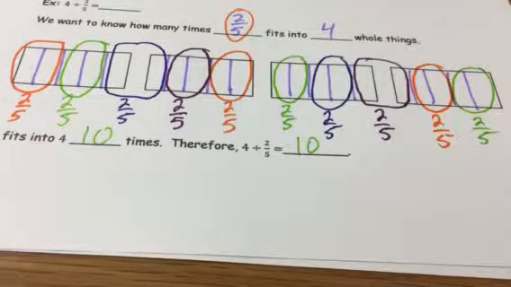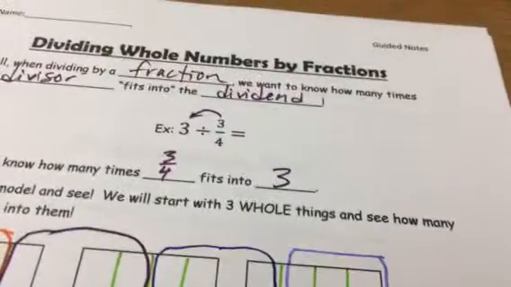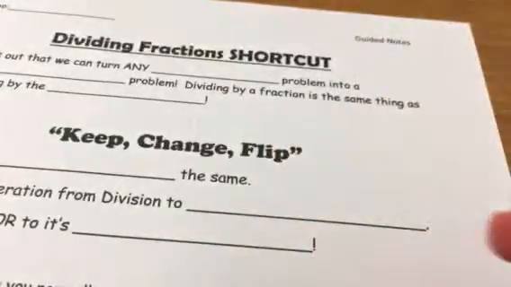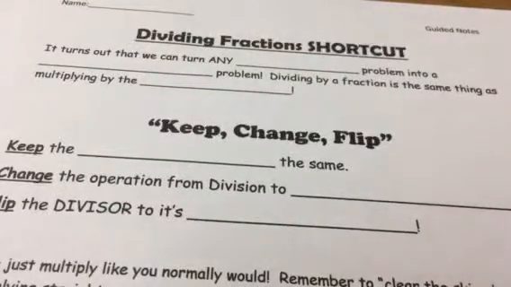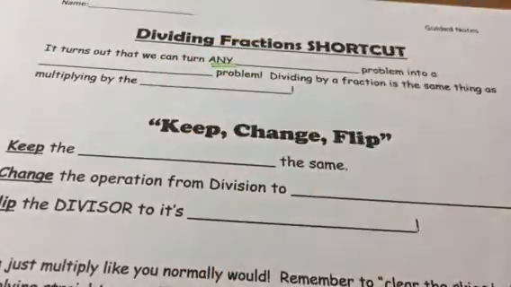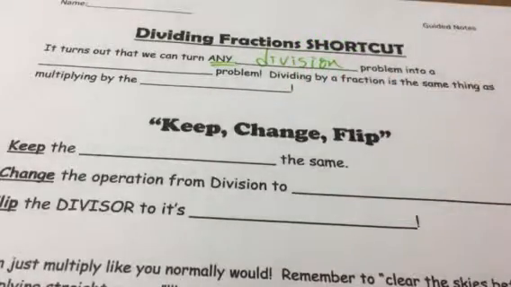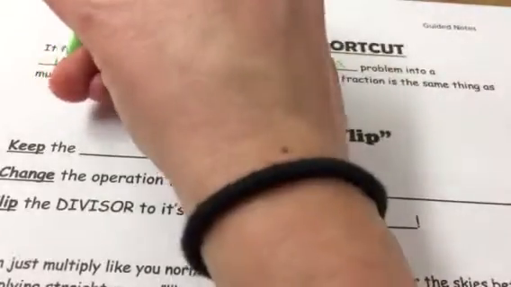And I know a lot of you boys and girls are good at finding shortcuts, and this one might not be that straightforward. So recently we learned about a thing called the reciprocal, and the reciprocal is going to be the key to this shortcut. So it turns out that we can turn any division problem in the whole wide world, even whole numbers, into multiplication problems.